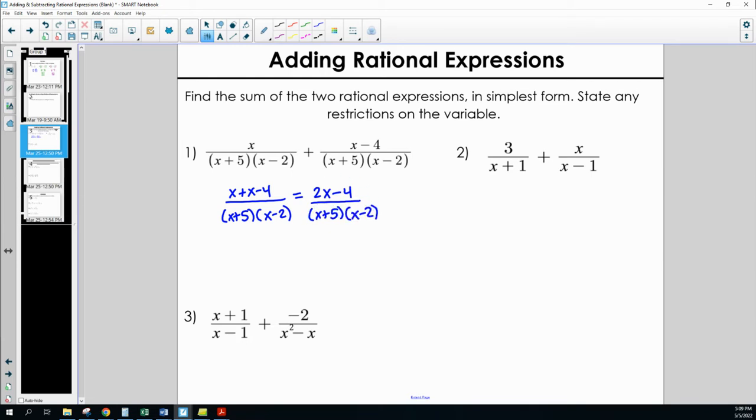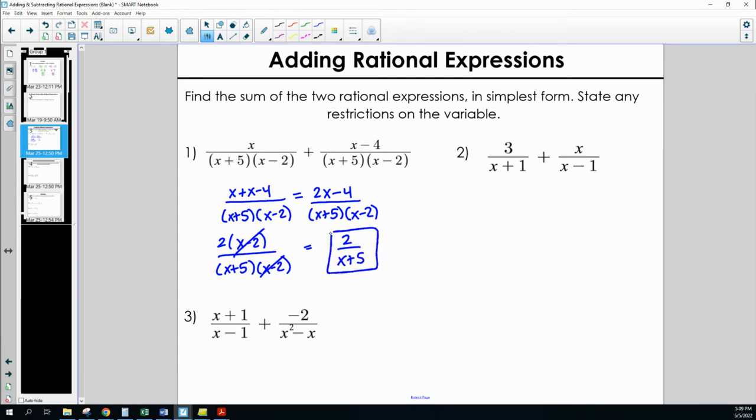Once we have one fraction where the numerator is in standard form and combined together, we'll see if we can factor that numerator in order to simplify. So the 2x minus 4, I can factor that by pulling out a common factor of 2. Then I'm left with an x minus 2, and the denominator is still staying the same. So when we look at this, we can see that there is a shared common factor in the numerator and the denominator, which we can cancel out, the x minus 2's. So we're left with 2 over x plus 5.